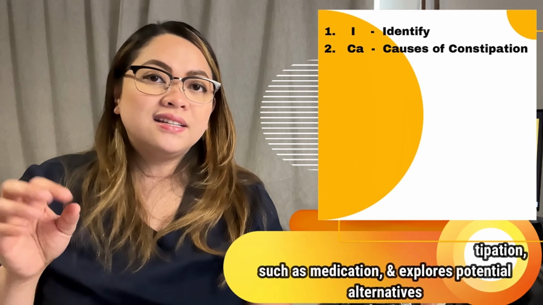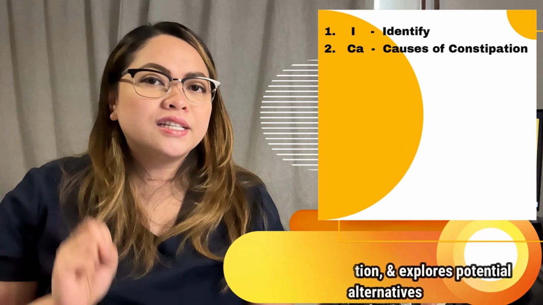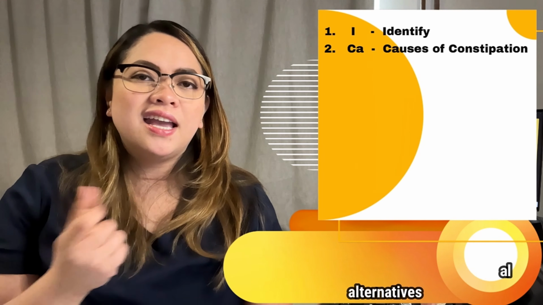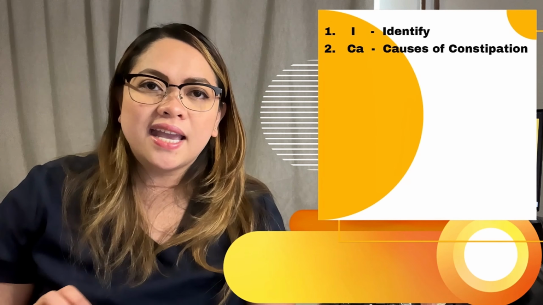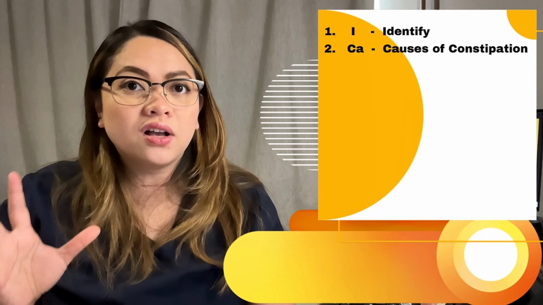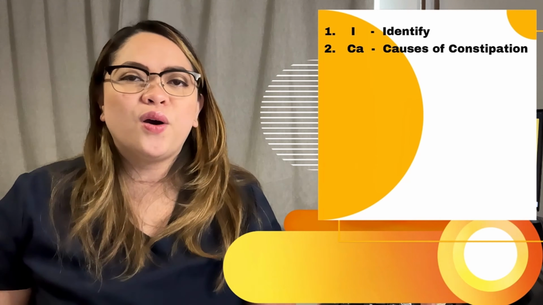The first one is identify the Bristol type. The next one, that's why there's an I in there, and this one is the causes, that's why I put CA in there, so it would remind me, oh, the next one is the causes of constipation, and then in there I would know what it is.